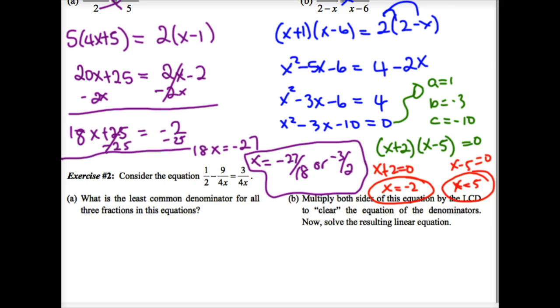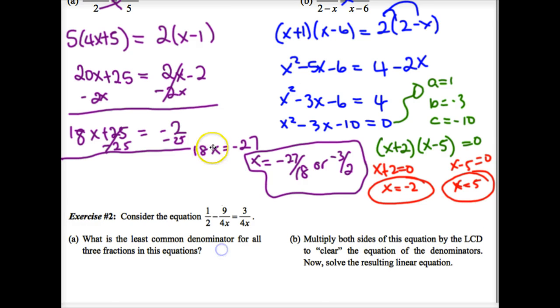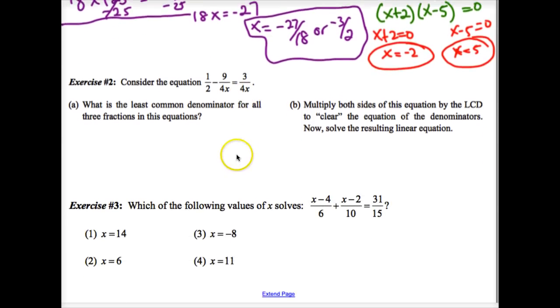Why do I have two answers? Because remember, this is a quadratic, the square. It tells me that I have two answer choices. So let's move on to exercise 2.